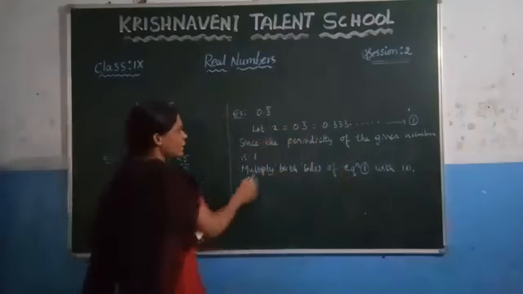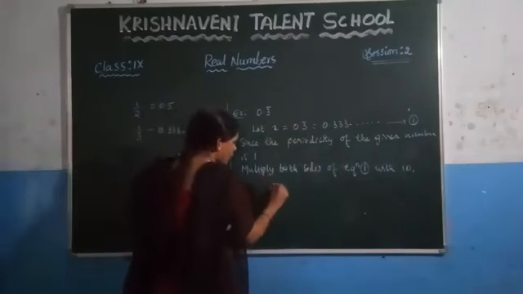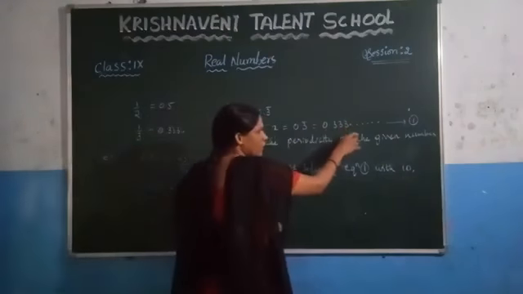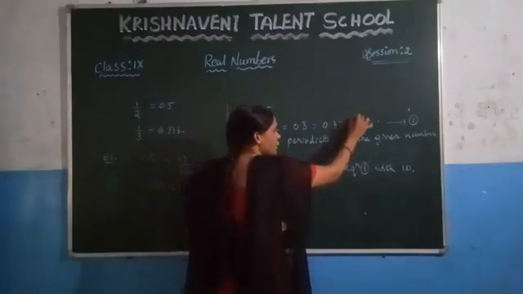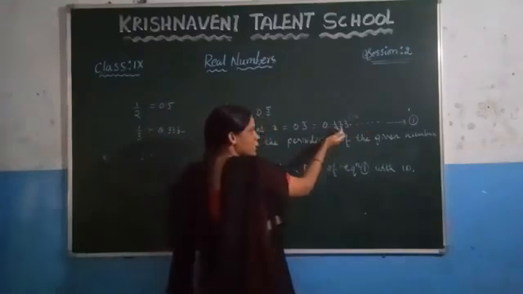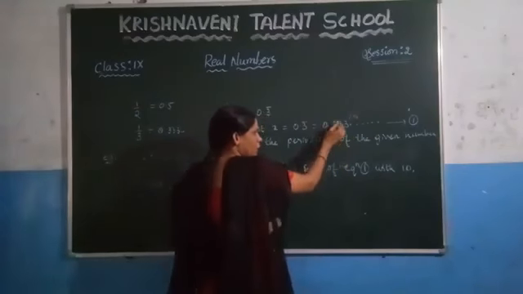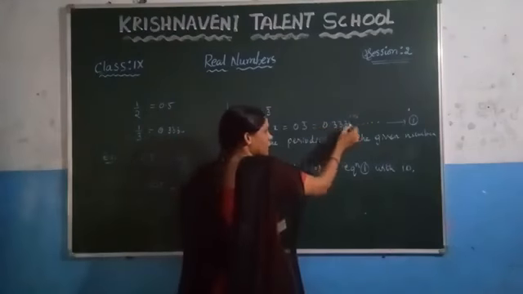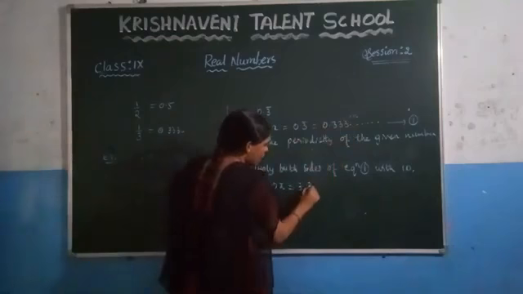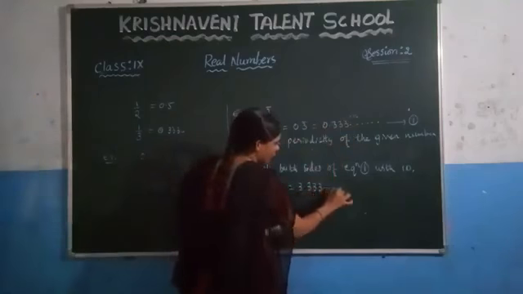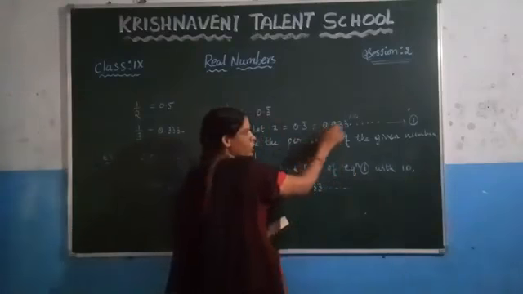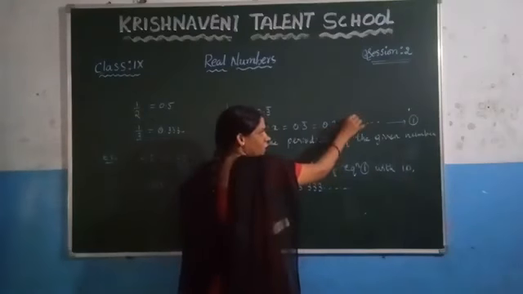What will you get here? What is 10 into x? Here you have to multiply this number by 10. If you multiply this number by 10, what will you get? The decimal point moves one place. Here, in place of 0.333, you write 3.3333 and so on. You just shift the decimal point by 1 place, since the periodicity here is 1.